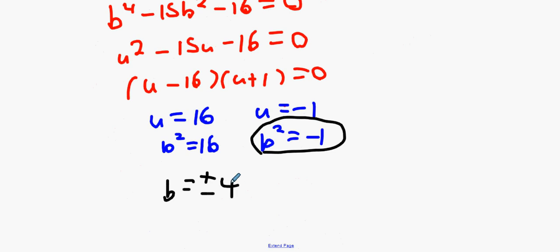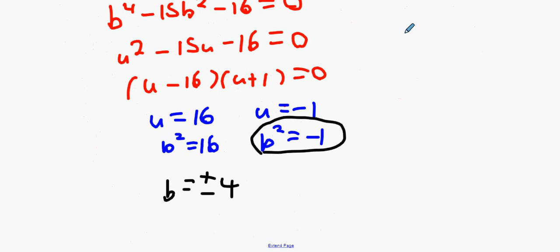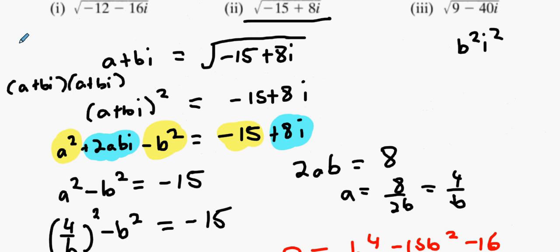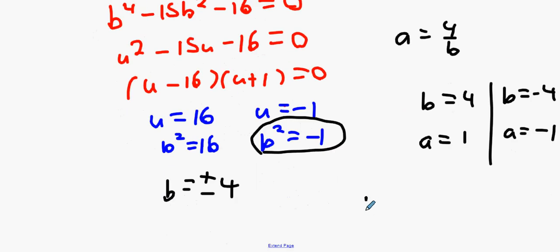Plus or minus 4. And then what is 4 over b, isn't it? So a is 4 over b. So when b is 4 and b is minus 4, what's the answer for a then? When b is 4, a is 1. And when b is minus 4, a is minus 1. And reread the question. It wants the answer in the form a plus bi, so we should have 1 plus 4i or minus 1 minus 4i. Is that alright?